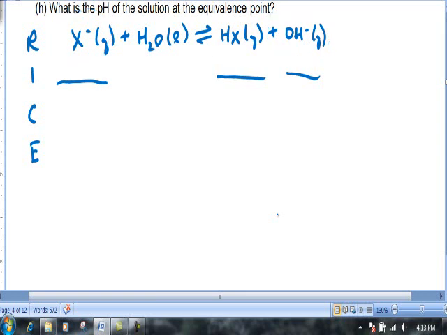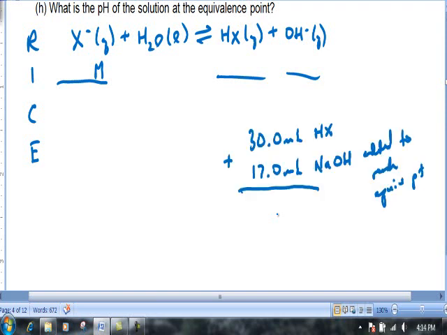Our concentration of the salt, though, is going to be the moles of salt present at the equivalence point per the number of liters present at the equivalence point. Consequently, the volume is going to be the volume of the acid solution plus the volume of base utilized to reach the equivalence point. So the volume of our salt solution is the 30 milliliters of weak acid plus the 17 milliliters of the sodium hydroxide that were added in order to reach the equivalence point. So the salt and water solution that's present has a volume of 47 milliliters.